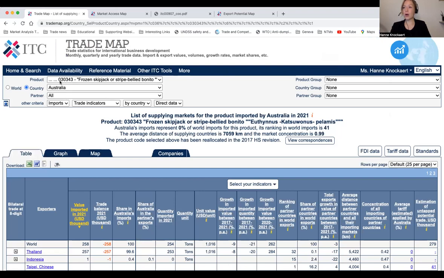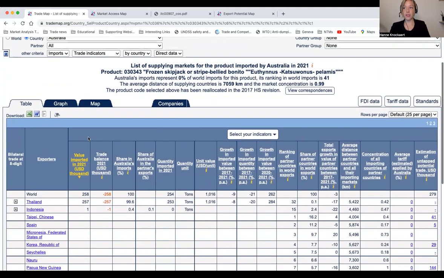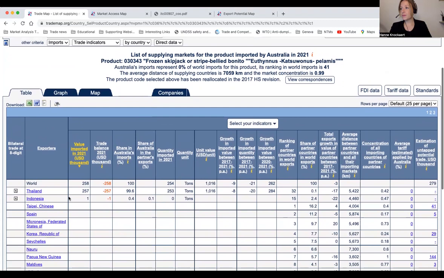So again, here at the top, you can verify if you're looking at the right thing. So we're looking at the fish, Australia, all partners. We're looking at the imports of Australia. We want to look into the trade indicators to help us determine the trends happening there by country, and we look into the direct data. If a country has mirror data, it will show up in yellow in this list. So we can see here a little summary about Australia. We are getting a list of supplying markets of the fish we were talking about by Australia in 2021.